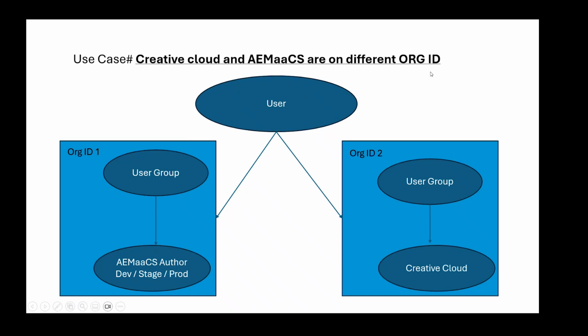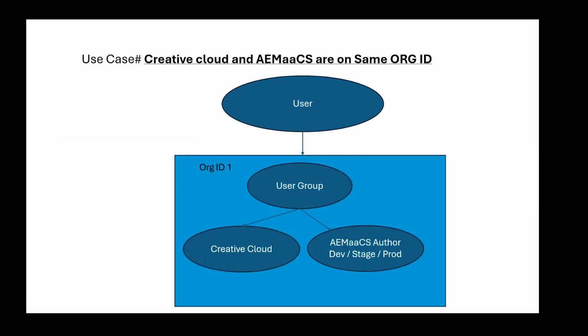Let's talk about how the same setup will work in case both products are part of a similar org ID. In that case, there is just one activity you have to perform, instead of doing the similar activity two times as we discussed in the previous use case. In this case, you have to just align two different products with a similar user group, and that's how it will work. Let's see how that will be visible to you on Adobe IMS.